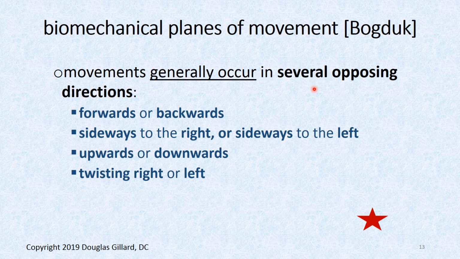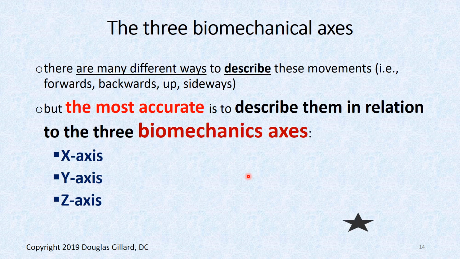Biomechanical planes of movement. Movement generally occurs in several opposing directions. You have forwards versus backwards, flexion or extension. You have right side bending to left side bending. You have a distraction upward or a compression downward. You have twisting to the left, twisting to the right. How are we going to describe these in biomechanical speak?